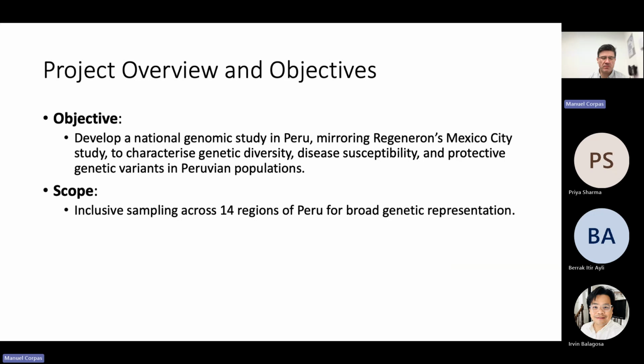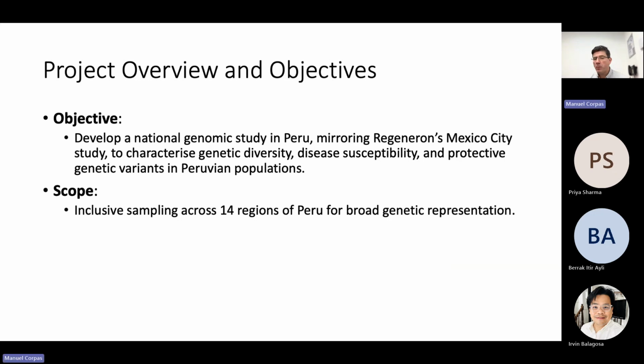So you need to present the overview and objectives. The objective is to develop a national study in Peru mirroring another biobank dataset called Regeneron's, which was performed in Mexico City. This is a real one. They used 50,000 genomes to characterize the genetic diversity and disease susceptibility, as well as protective variants for populations. In this case, we want to look at the environmental protective genetic variants within the Peruvian population.